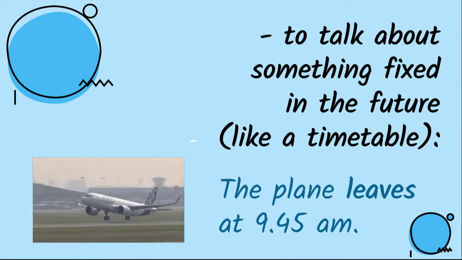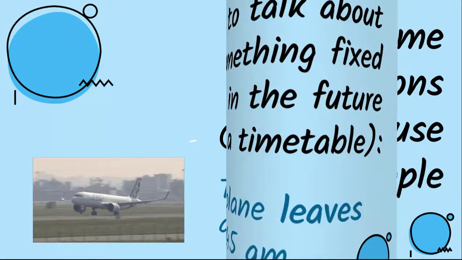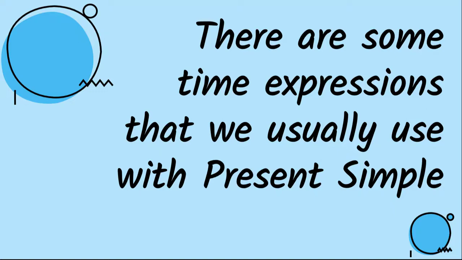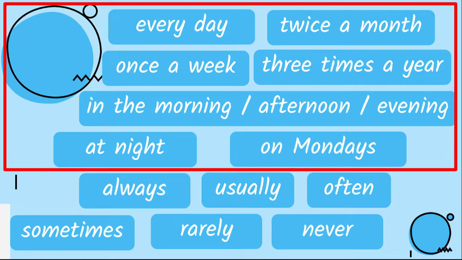We can use present simple to talk about something fixed in the future, like a timetable. For example, we're playing games at 9:45 a.m. Now, there are some time expressions that we usually use with present simple. We can use phrases like every day, twice a month, once a week, 3 times a year, in the morning, in the afternoon, in the evening, at night, on Mondays.